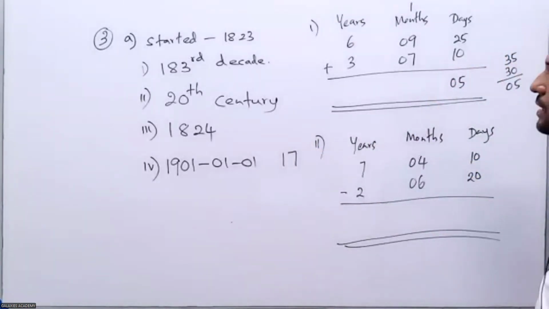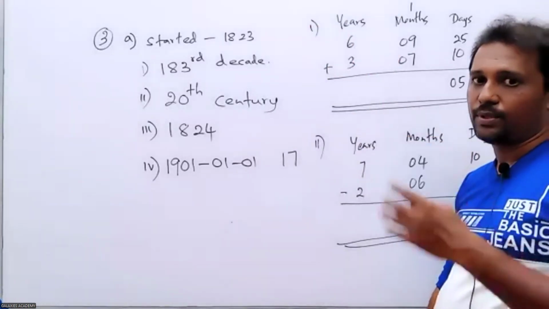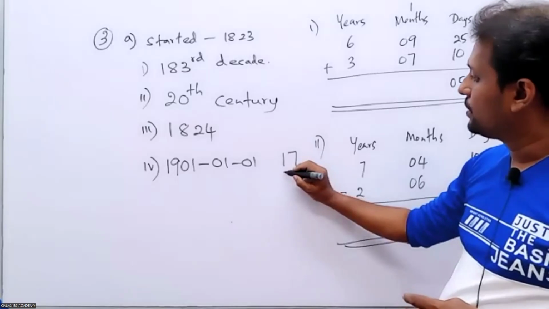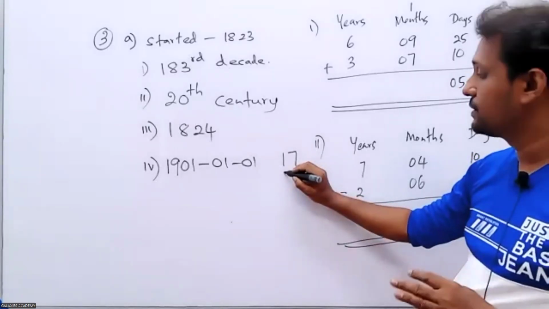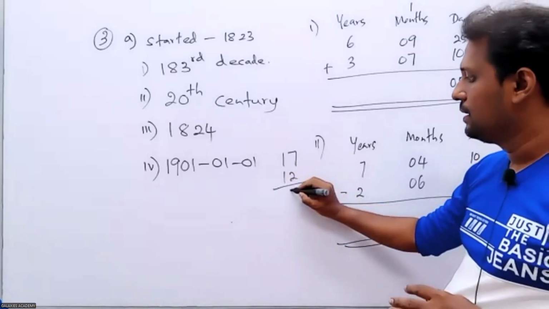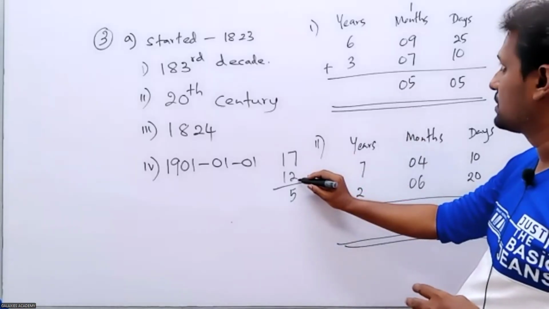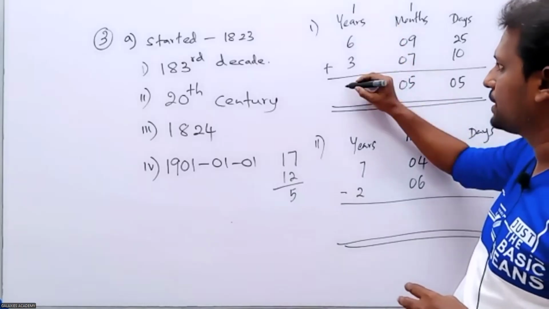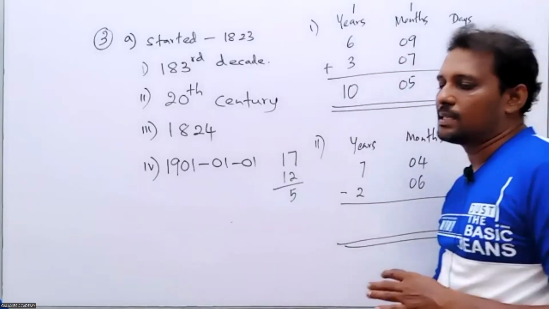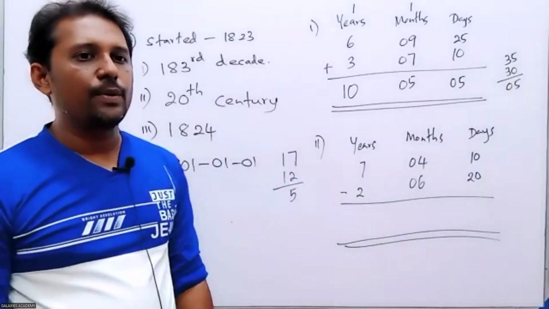17 also we can't write, no? Because the previous unit, the unit before, is years. So you know 12 months equal to 1 year. So you have to subtract 12. Then the remaining value is 5. Then this 12 months should be 1 year. 1 plus 6, 7. 7 plus 3, 10. So what is the first one's answer? 10 years, 5 months and 5 days.